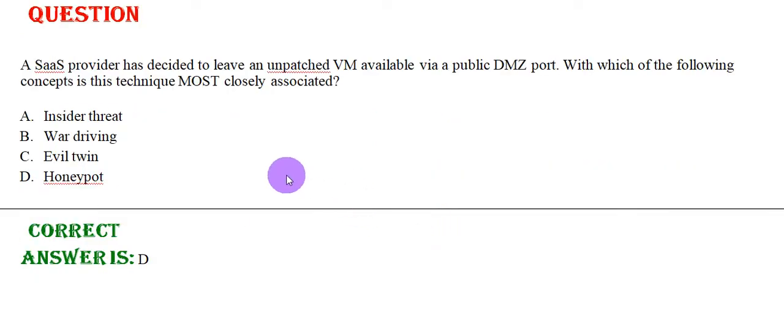A SaaS provider has decided to leave an unpatched VM available via a public DMZ port. With which of the following concepts is this technique most closely associated? Option A, insider threat. Option B, war driving. Option C, evil twin. And option D, honeypot. The correct answer is option D.